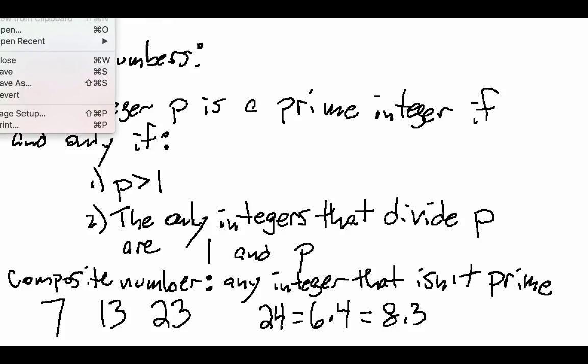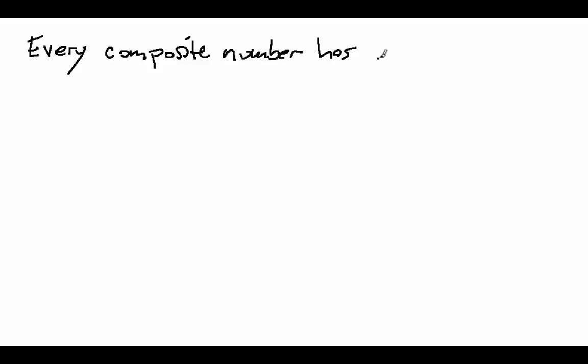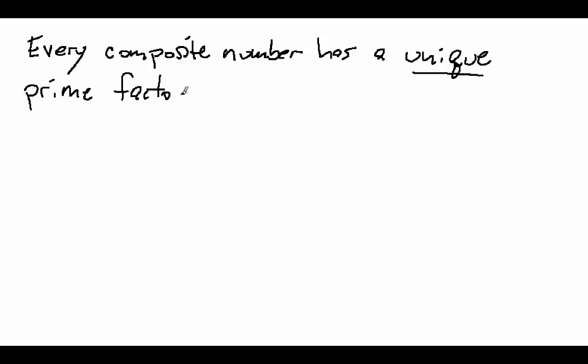Now, we are not going to prove this, but this is a property that you should be aware of, and that is every composite number has a unique prime factorization. Now let's talk about what that means.